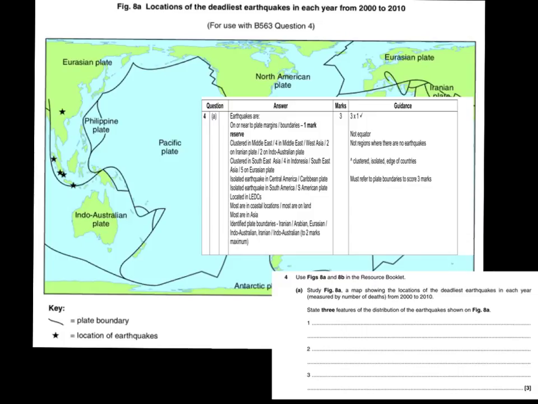Now, often I'd advise you to actually say where they were, but that should always be a last resort. Clustered, isolated, edge of countries. How can you talk about countries when there's no country boundaries on there? And notice it must refer to plate boundaries to score 3 marks. Fairly simple question as long as you've got the technique right. So if you haven't got 3 marks here, stop the video, have a go, make sure you've got 3.